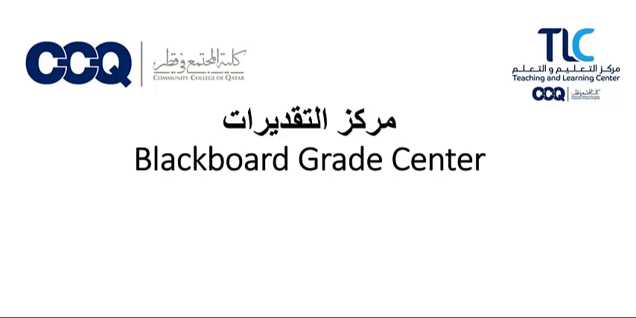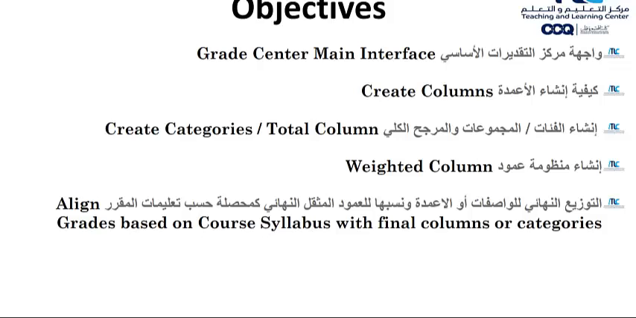Tutorial about fully understanding the grade center. As we've seen here, our objectives are, first, the grade center main interface, then creating columns, creating categories or total columns, weighted columns, and finally how we align grades based on the course syllabus with final columns or final categories at the end of every term.